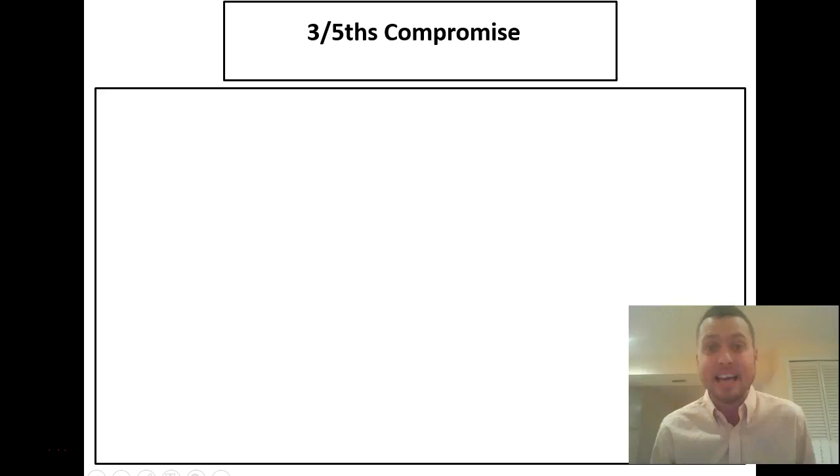Well, the South says, yeah, we're counting them. That means we get more power. The North says, you ain't counting them. You don't give them any rights at all. Why should you get to count them so you can have more power in Congress?